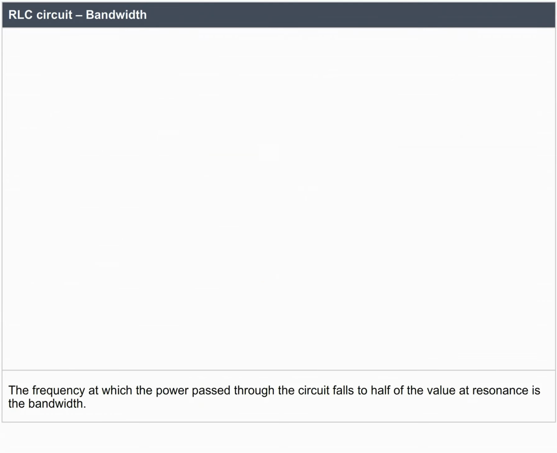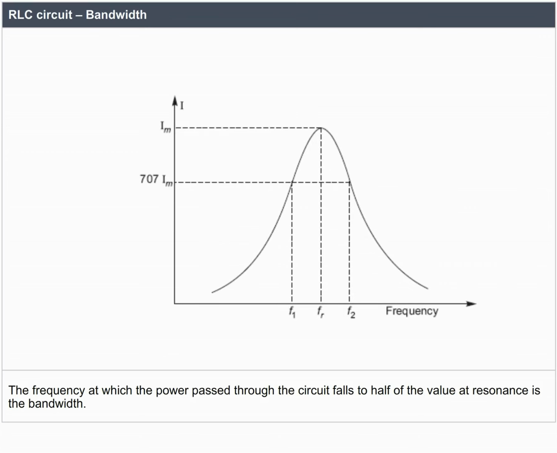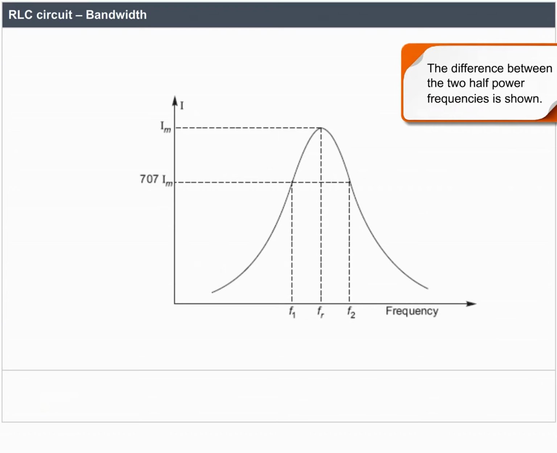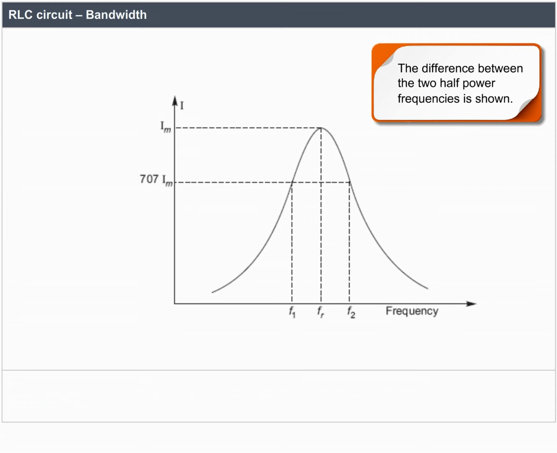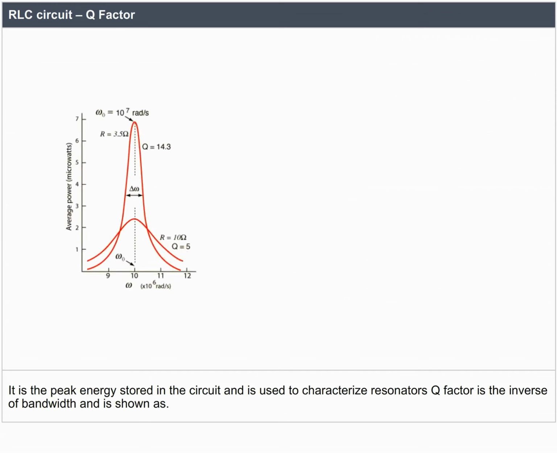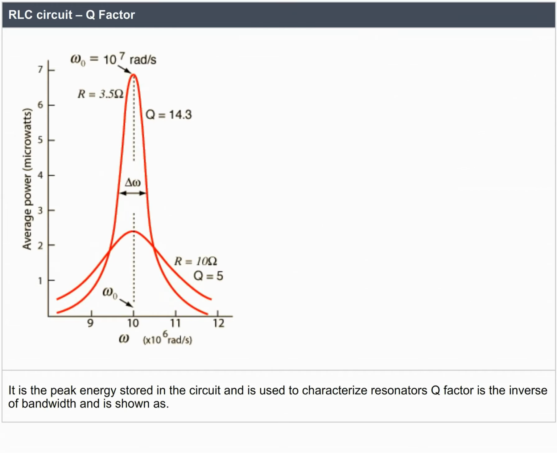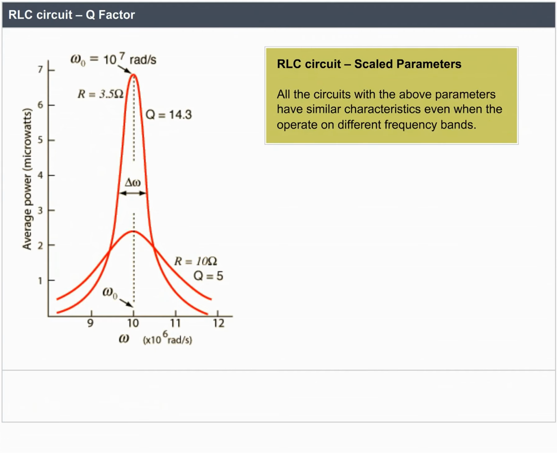RLC circuit bandwidth. The frequency at which the power passed through the circuit falls to half of the value at resonance is the bandwidth. The difference between the two half-power frequencies is shown. RLC circuit Q factor. It is the peak energy stored in the circuit and is used to characterize resonators. Q factor is the inverse of bandwidth and is shown as RLC circuit scaled parameters. All the circuits with the above parameters have similar characteristics even when they operate on different frequency bands.